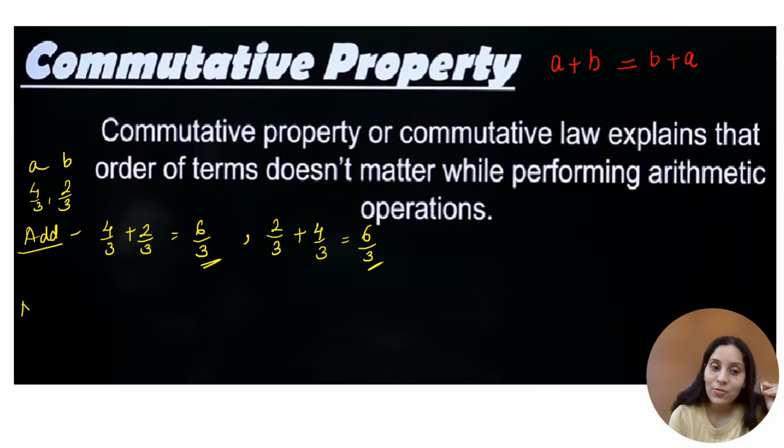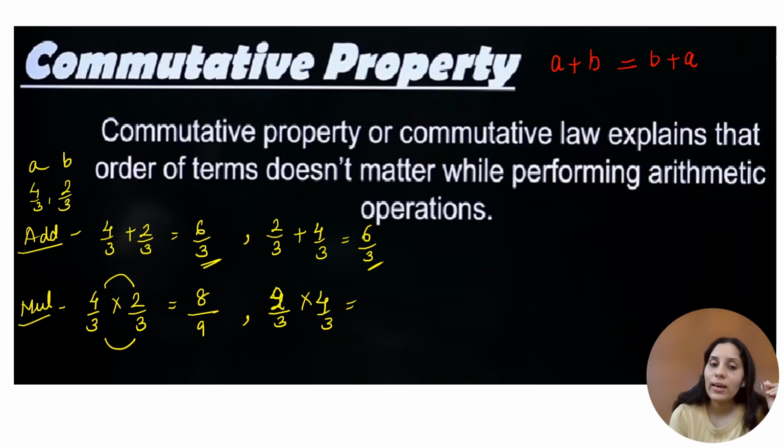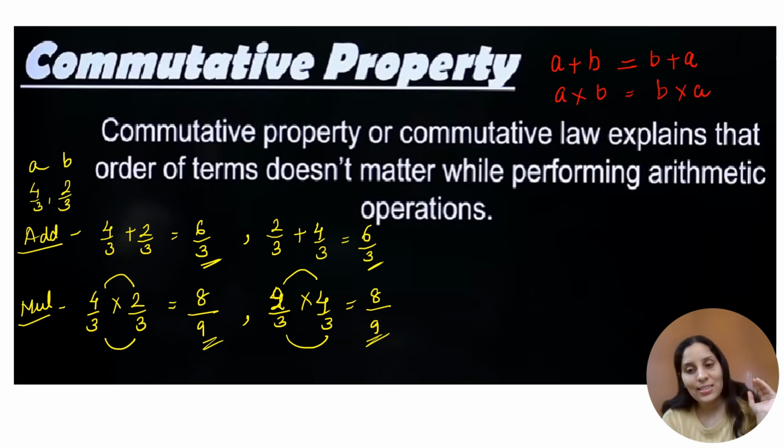Now let us try for multiplication. Same numbers, A into B. What do I get? 4 into 2, 8. 3 into 3, 9. Similarly, now B into A. Again, 2 into 4 is 8. 3 into 3 is 9. So yes, it is also true for multiplication. A into B is same as B into A.